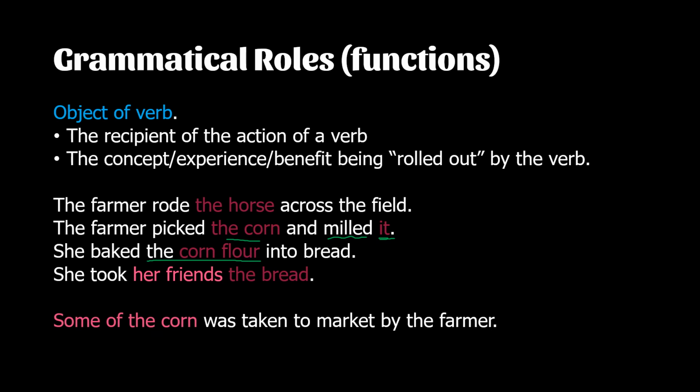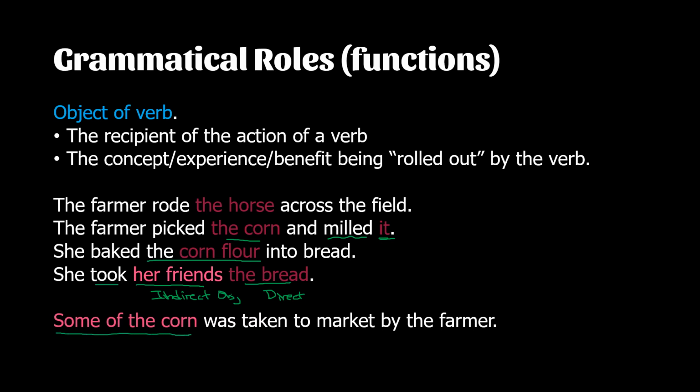She took her friends the bread. So she didn't take her friends somewhere, so the friends are not directly receiving the action of take, of being taken. So her friends are benefiting from the bread. So these are called indirect objects because it benefited indirectly from receiving the bread. The bread is the direct object because it is receiving the direct action of being taken by the subject, she, by the farmer basically.